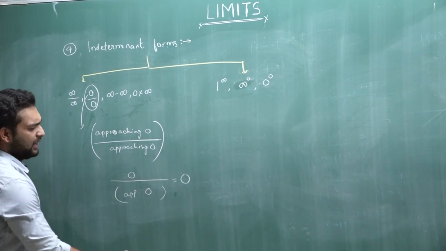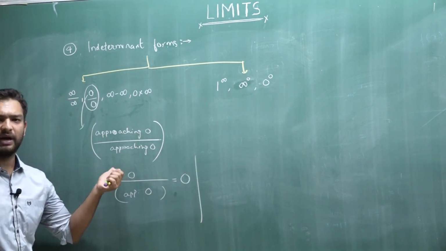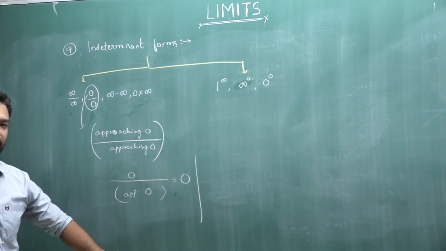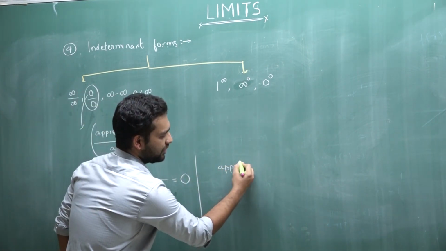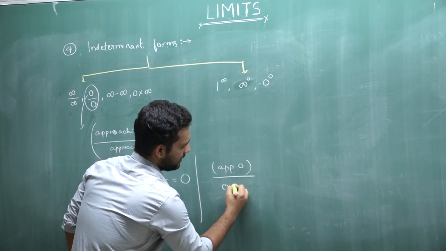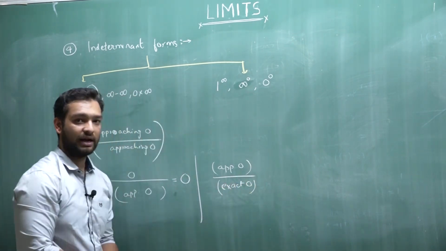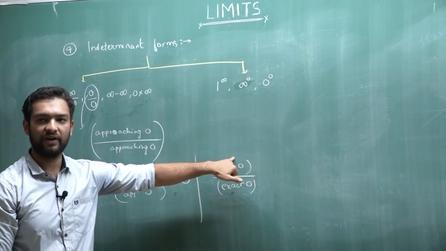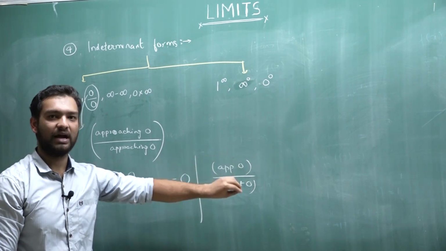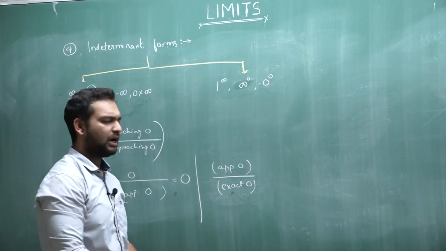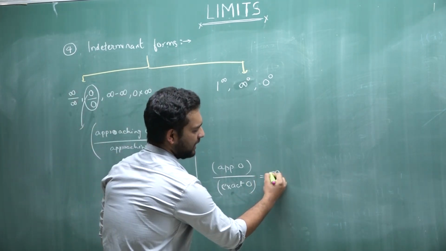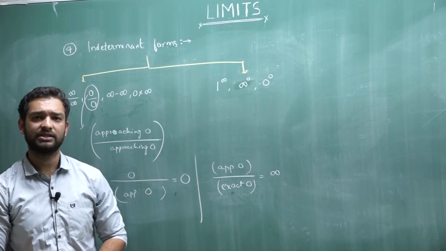Alright, again let's say instead of numerator, your denominator is exactly 0 and the numerator is approaching 0. Here the denominator is exact 0, and this value is some finite quantity. Any finite quantity upon 0 will always be tending to infinity, or we'll say this value is not defined, right?